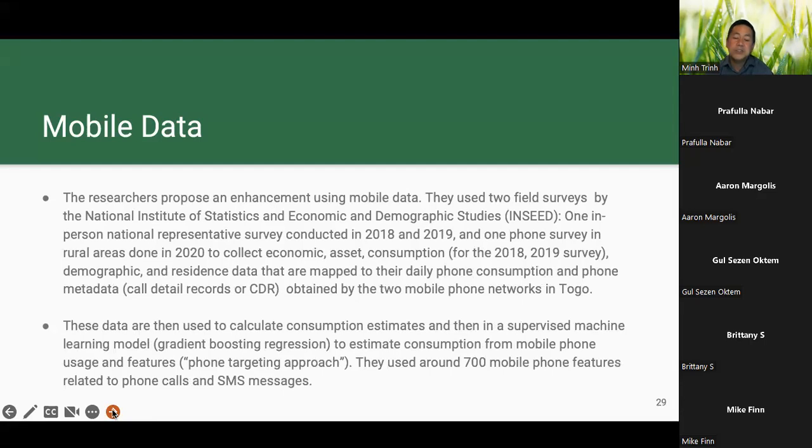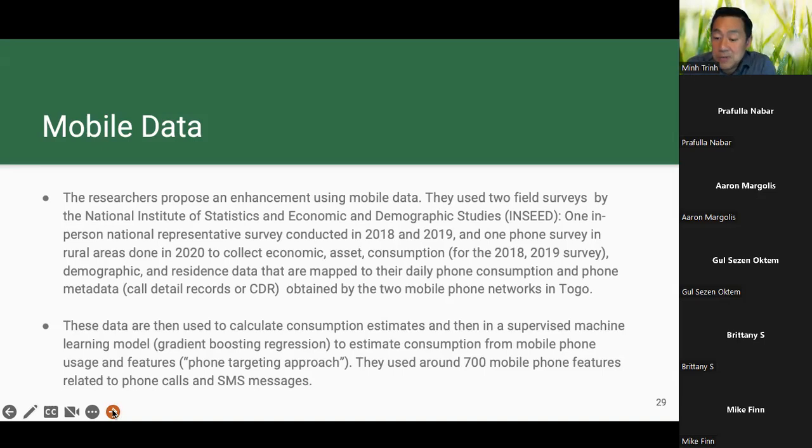So the Novissi program was what was proposed by the government in Togo. These researchers were proposing to use AI, machine learning, to improve the targeting of this cash transfer. The idea is the same as before: they use survey data to calibrate their model. They use two field surveys by the National Institute of Statistics, the INSEED. One was in person, done in 2018 and 2019, and the second was a phone survey, done in 2020 because of COVID, since they couldn't send people, targeting rural areas. They collected economic wealth, consumption, demographic, and residence data.